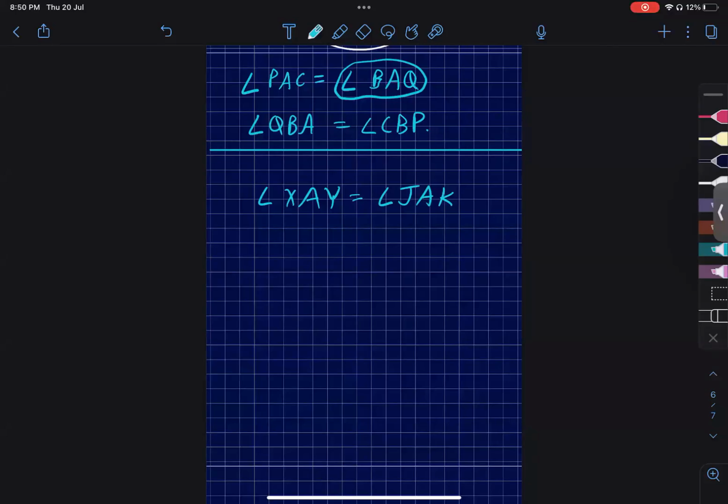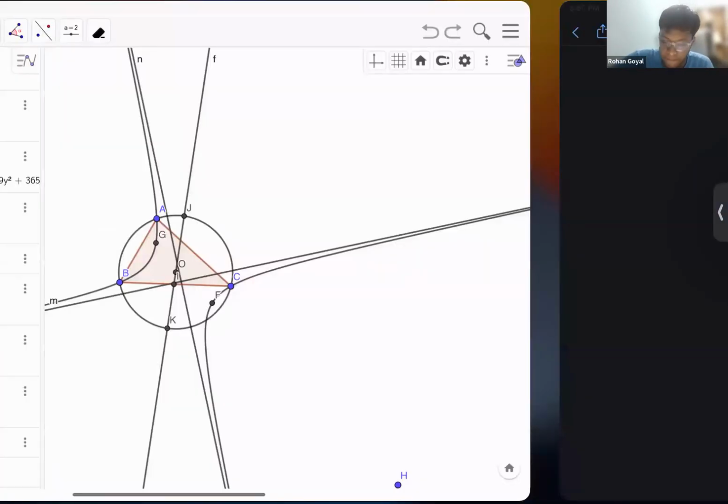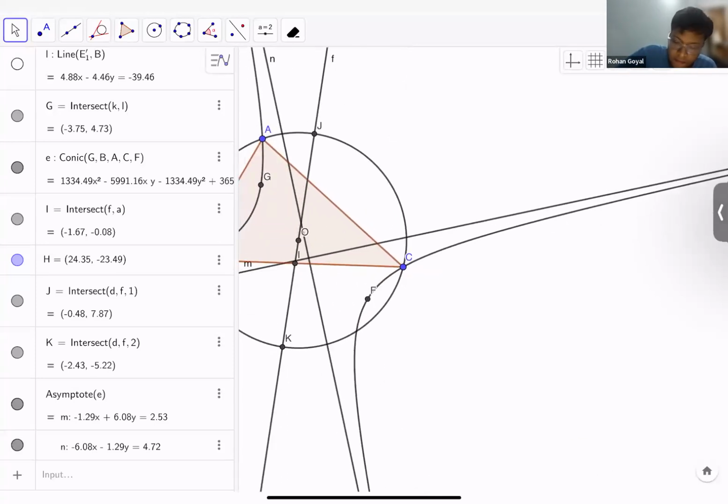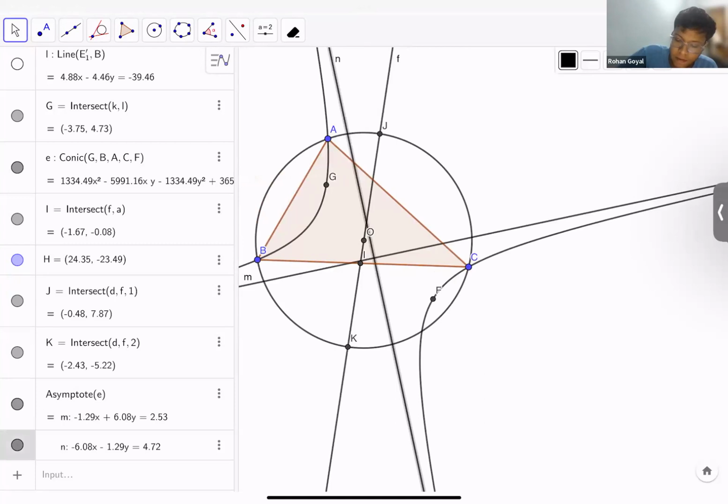Yes. So the angle of the asymptotes is 90 degrees, is the point. Angle XAY becomes 90. So if you take the asymptotes, they intersect at an angle of 90 degrees. Does that make sense? Yes. So it's a rectangular hyperbola just because the asymptotes intersect at 90 degrees.